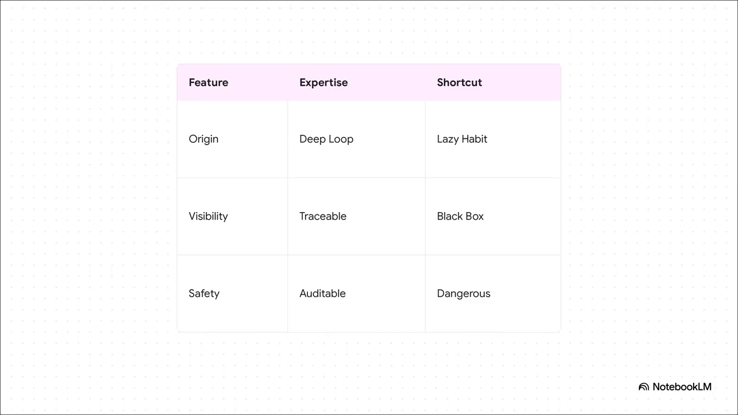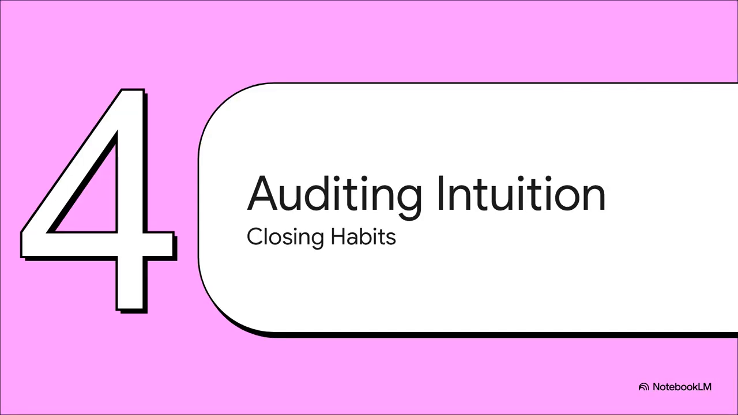And that leads us straight to the final point: safety. Real expertise is auditable. If something goes wrong, you can find the exact error in the trace. A shortcut might occasionally reach the right conclusion by sheer luck, but because the way the reasoning moves is so flawed and hidden, it is incredibly dangerous. You simply can't fix a process you can't see. Which perfectly sets up our final mechanical process, Section 4: auditing compressed intuition.